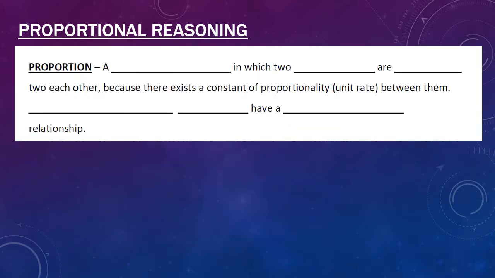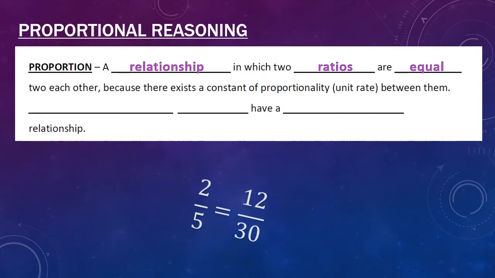A proportion is a relationship in which two ratios are equal to one another. And I know that's the wrong 2. Don't come into class and tell me, oh, you wrote the wrong 2. I know, I got to fix it for the next time. The important thing, though, is this is a relationship in which two fractions or ratios are equal to one another. And it exists because there is a constant of proportionality, which is a fancy word for unit rate, between them.